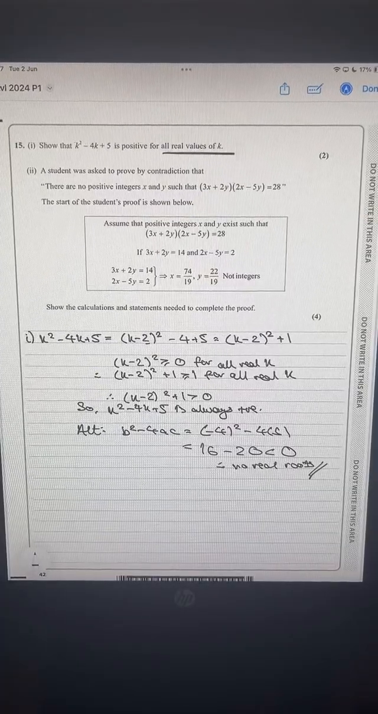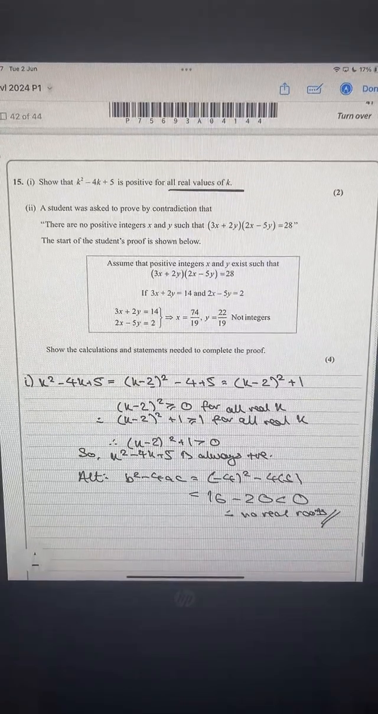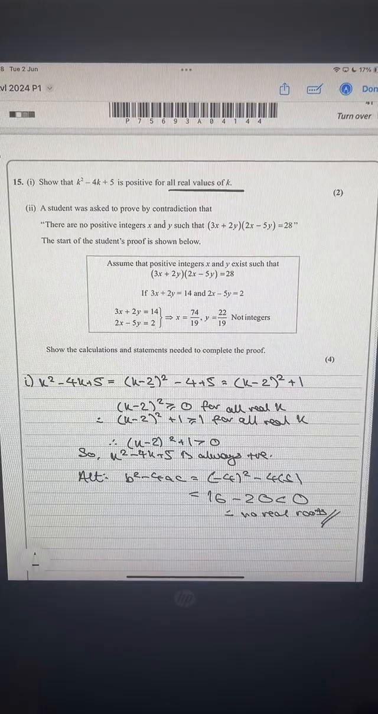Okay, cool. Part 2 is quite long, very waffly and very long. So a student was asked to prove by contradiction this: there are no positive integers x and y such that this is equal to 28. The start of the student's proof is shown below.